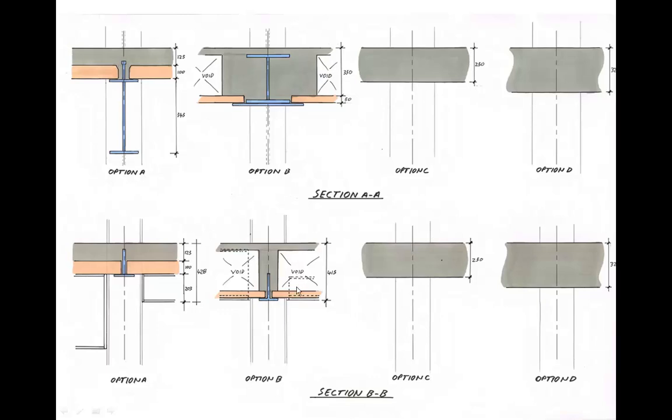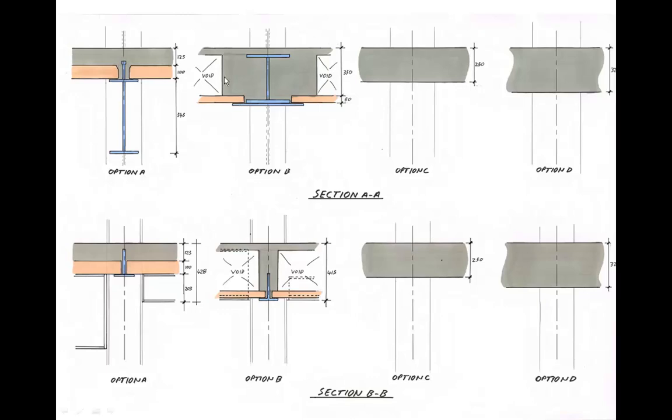The voids here is where your structural engineer can define where you don't need to have concrete, and we could put some polystyrene fillers in there so that we need less concrete. Option C is a reinforced concrete flat slab, and option D is a slightly thicker reinforced concrete flat slab.